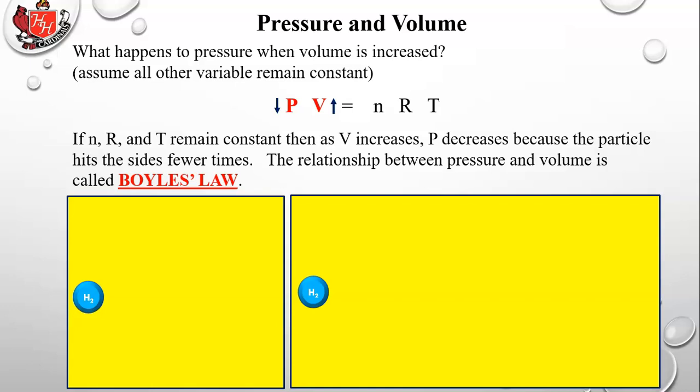So if N, R, and T remain constant, then as V increases, P decreases because the particle hits the side fewer times. So the relationship between pressure and volume is called Boyle's law.